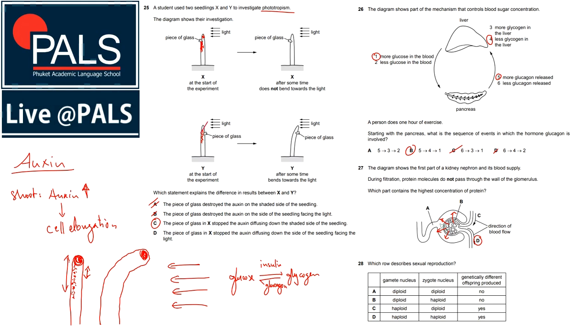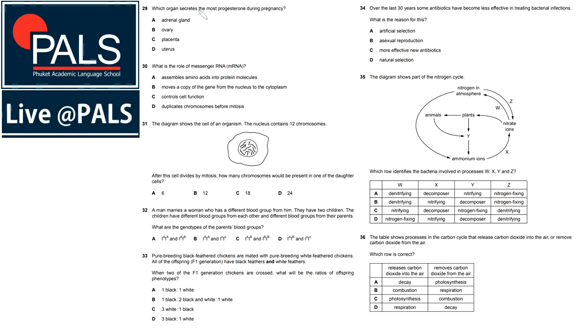Which row describes sexual reproduction? The gamete nucleus: gametes are sex cells. They are haploid. They have half the number of chromosomes, so it's not A or B. The zygote's nucleus comes from the fusion of the two gametes, and therefore it must be diploid, and that means we are only left with answer C. Genetically different offspring produced? Yes, sexual reproduction produces genetically different offspring.